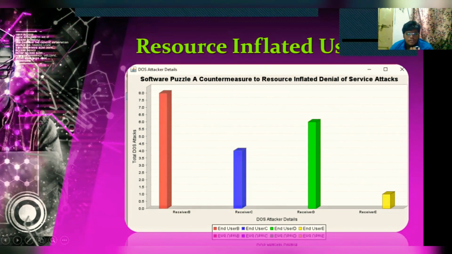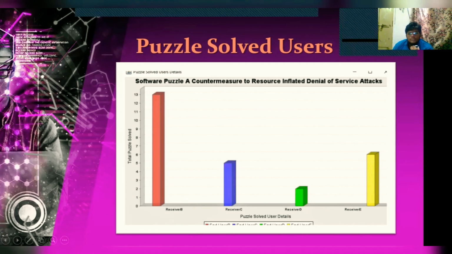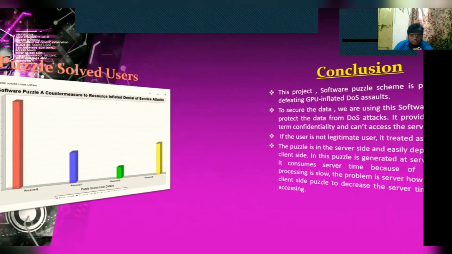Followed by this, the graph is based on a software puzzle environment measure against resource inflated denial of service attacks, which means we can see in a graphical view how many members try to attack our system. In this, receiver B has tried a lot to crack our system, but he cannot get through. Followed by this, here you can see receivers B, C, and D cannot solve the puzzle, but E can solve it.